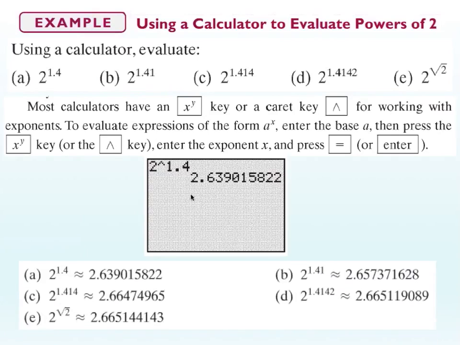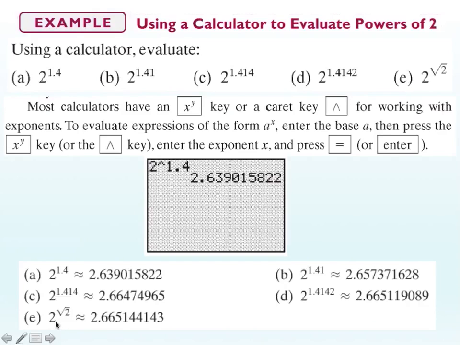Okay, so hopefully you got that. And then if you actually try some more of these, you could do 2 to the 1.414 power, 2 to the 1.41, 2 to the 1.4142, and 2 to the square root of 2 power. So all of these values right here are very close to square root of 2. Square root of 2 is irrational though. And if you do this, you're going to get 2.665144143, and this is rounded. Okay, so this is not an exact answer. Square root of 2 is irrational.